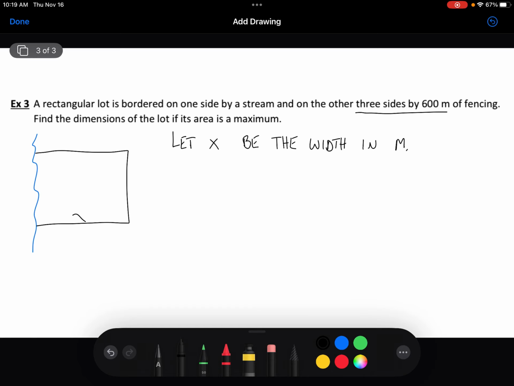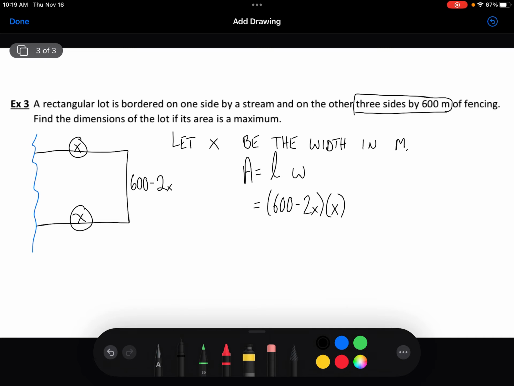And you could have chosen the length. It wouldn't have mattered. But if I put this on the diagram, I've got x and x there. There's my width. I know the whole thing adds up to 600. So then that means that my length has to be 600 minus 2x. I'm taking away this side and I'm taking away this side. So now I've got my length and my width, so I can set up my area formula. Area is length times width for a rectangle. So we're going to have 600 minus 2x times x.